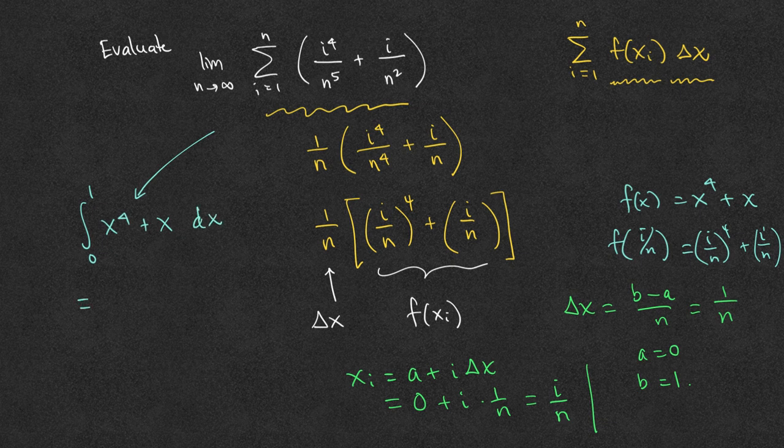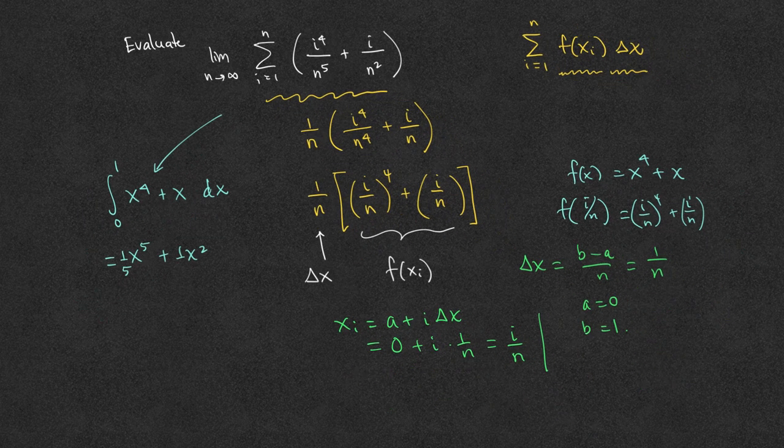And to evaluate this, we first find the antiderivative, x to the fifth over 5 plus x squared over 2, evaluated from 0 to 1. This is 1/5 plus 1/2 minus 0 using the fundamental theorem of calculus part 2. The common denominator is 10, so we have 2 plus 5 in the numerator. And so the answer is 7 over 10.